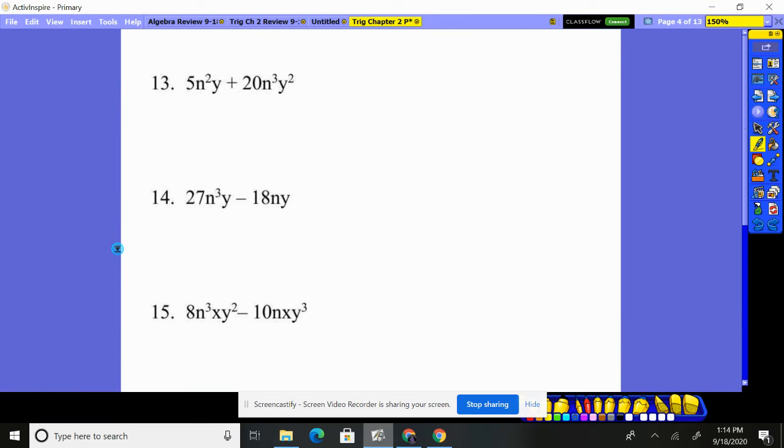Okay, number 13. Doesn't look like a cubic or anything. This is just a factor out. It's just, hey, what do they have in common? 5 and 20, they have a 5 in common. N squared, n cubed, so they have an n squared in common. A y squared, they have a y. So now I simply go back and say, hey, 5n squared y times what gives you 5n squared y?